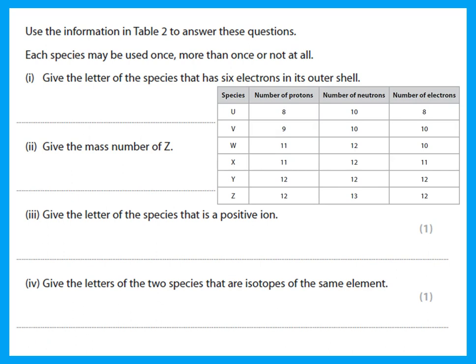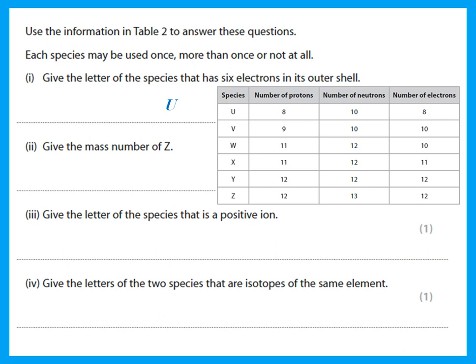Now, the first question says, give the letter of the species that has 6 electrons in its outer shell. You should remember that when we distribute electrons, the first shell takes 2, then the next shell can take up to 8, and so on. So which of these will have 2 and then 6 in the outermost shell? That is U, because it has a total of 8 electrons.